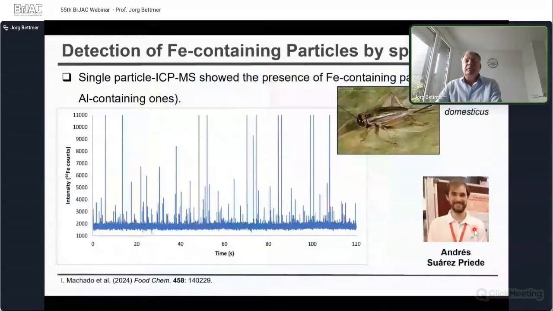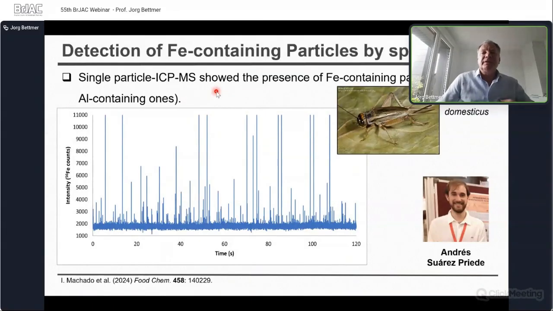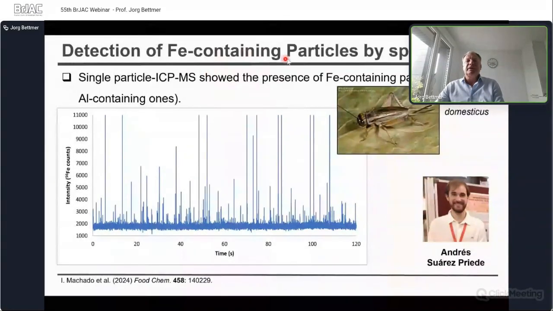So what did we do? We analyzed again the different extractions from the different insect species, and we analyzed, for example, iron-containing particles by single particle ICP-MS. And guess again, Andres had to do this work, but very successfully.